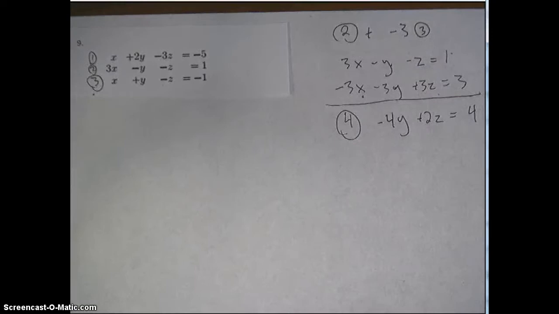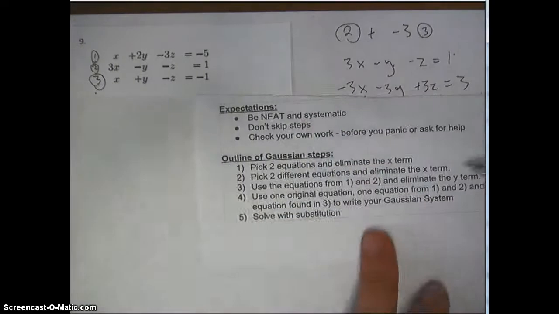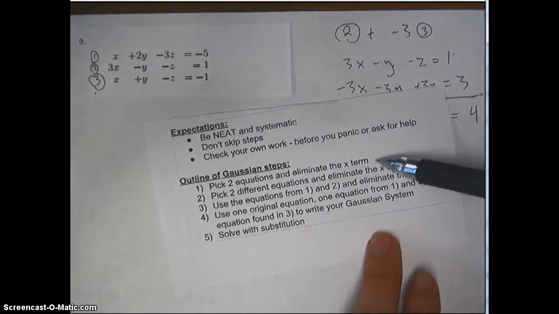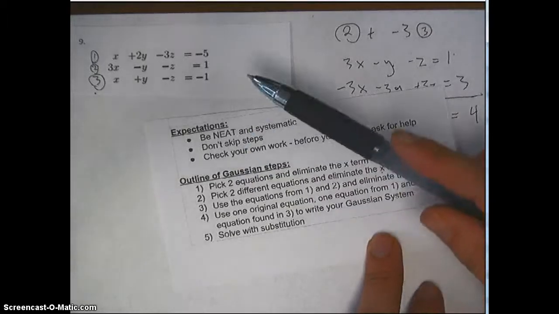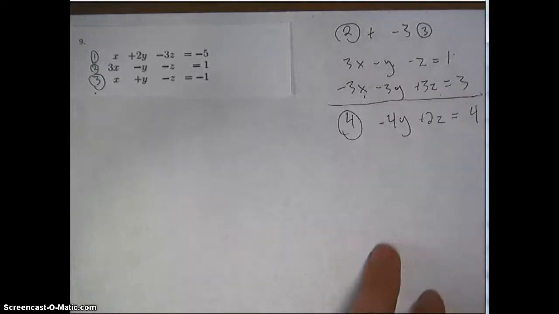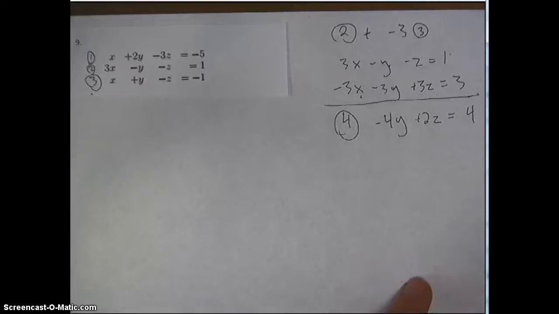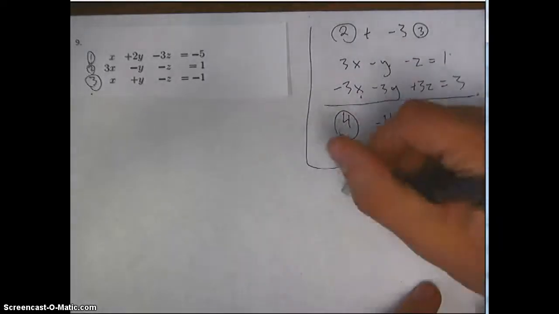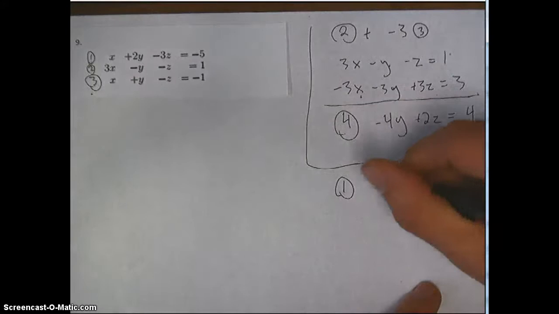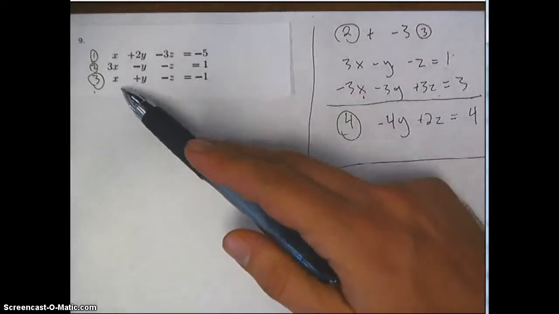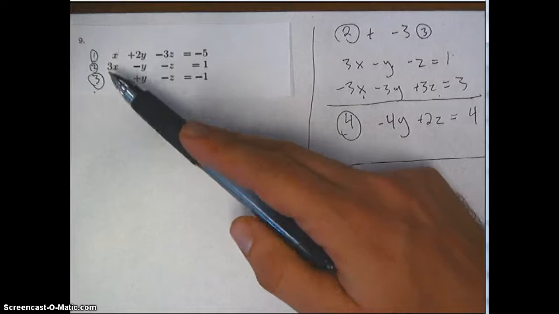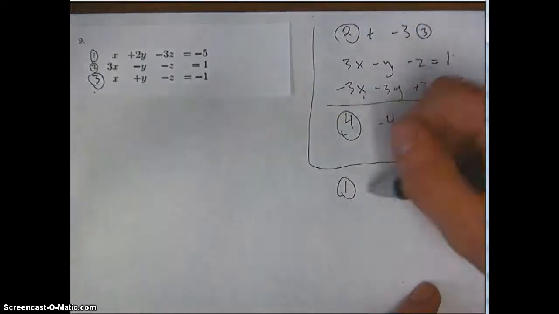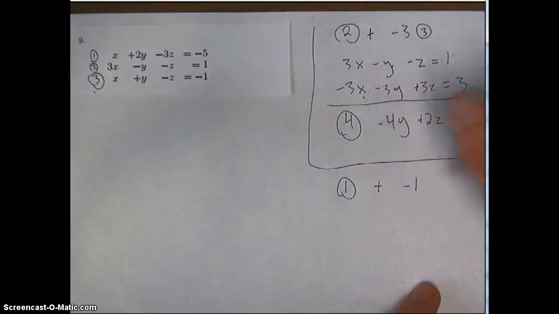Let's look at our notes again. That was step 1: pick two equations and eliminate the x term. The next one is pick two different equations from the original and eliminate the x term again. This time, let's put a little box around that. Let's pick equation 1 and compare it to equation 3. But I need one x to be positive and one to be negative, so I'm going to multiply equation 3 by -1.